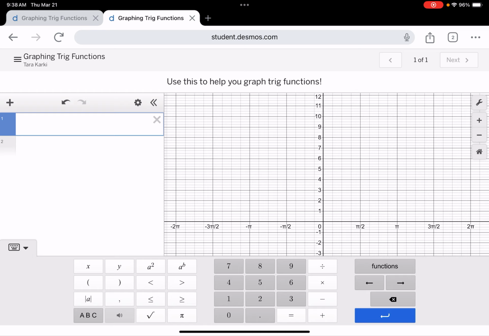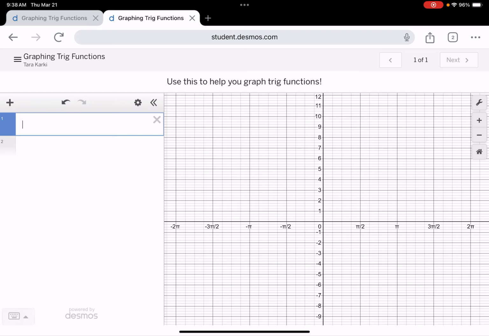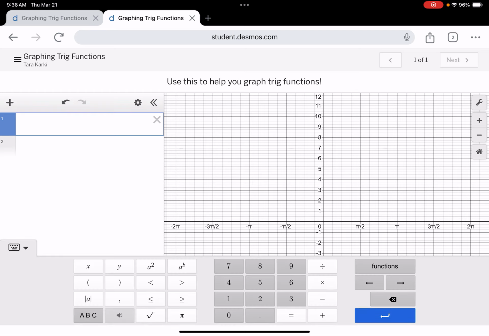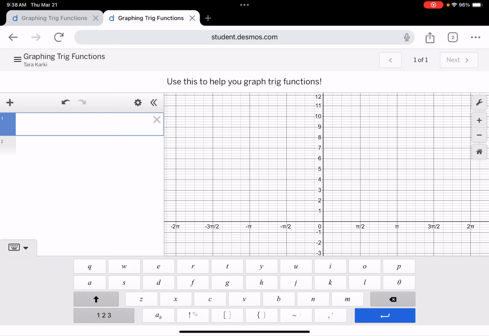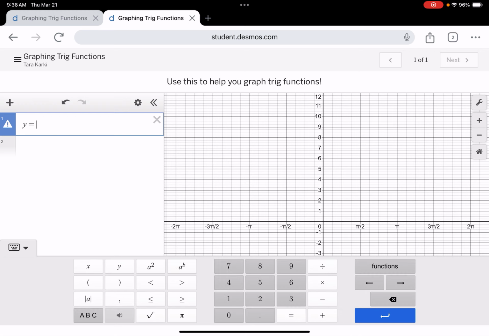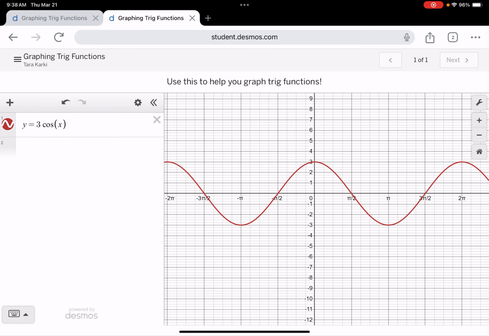So y equals, let's see, can I do this? Y equals, ooh, I don't know how to type. Okay, 3 cosine of x. And so if you notice, it starts at 3, then it goes to a 0, then it goes to a min at negative 3, then a 0, and then a max.